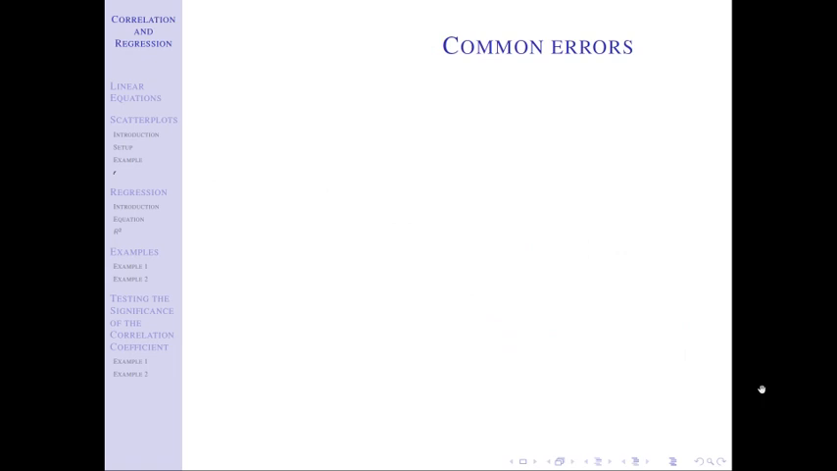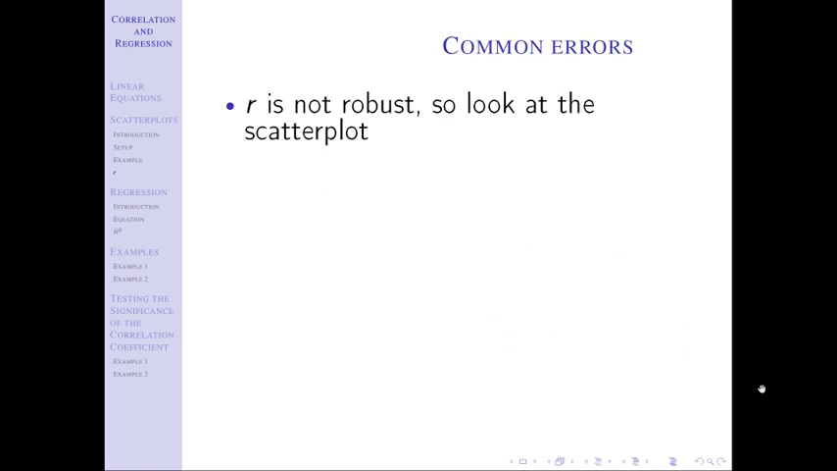So some common errors involving correlation. The first one, R is not robust. Remember that word robust means some slight deviations won't affect it much. R is not that way at all. So we need to look at the scatter plot. So the way I like to think about this is we want to use the eye test, but we also want to use the number test as well. The number test is R. What's the value of R? But we also want to look at the scatter plot if one is available.